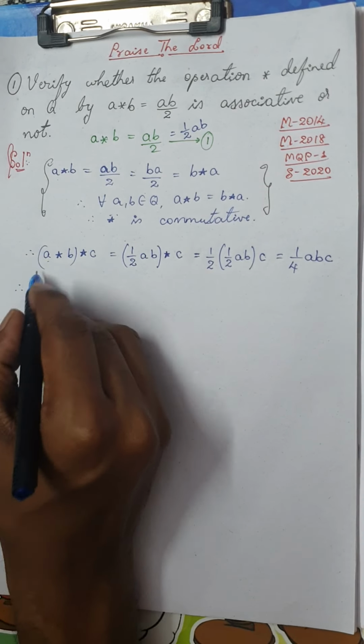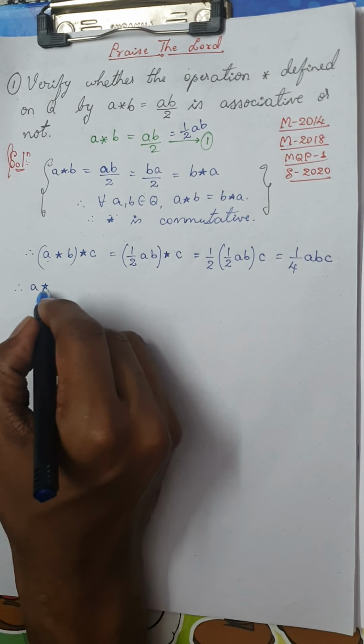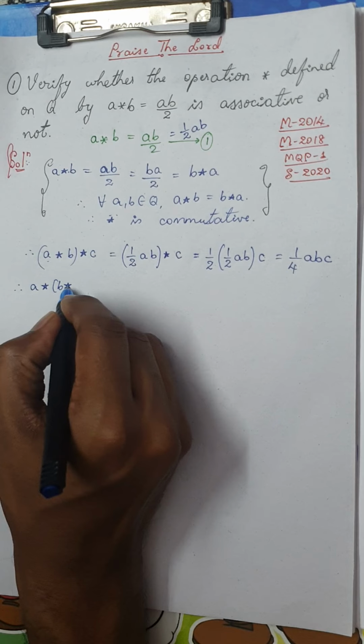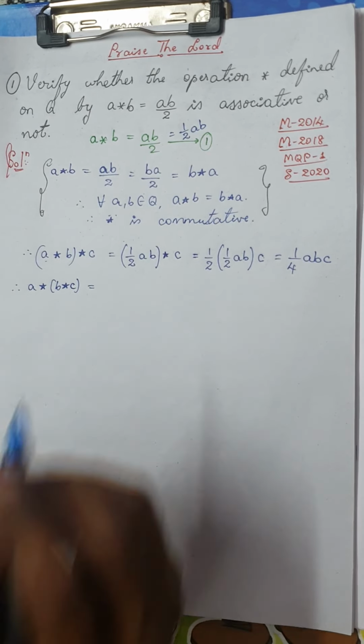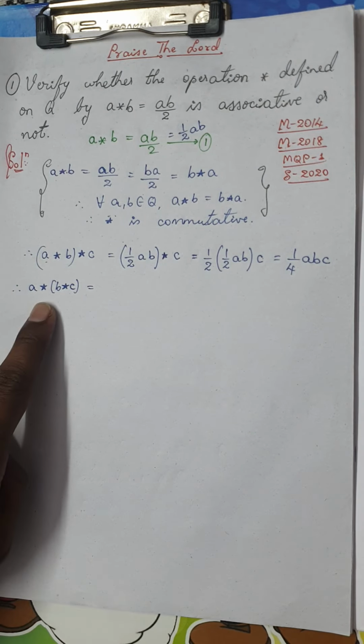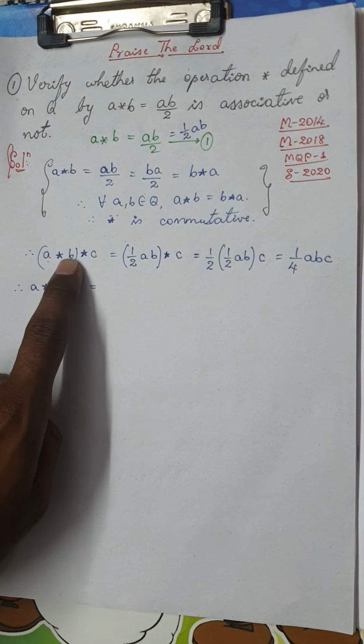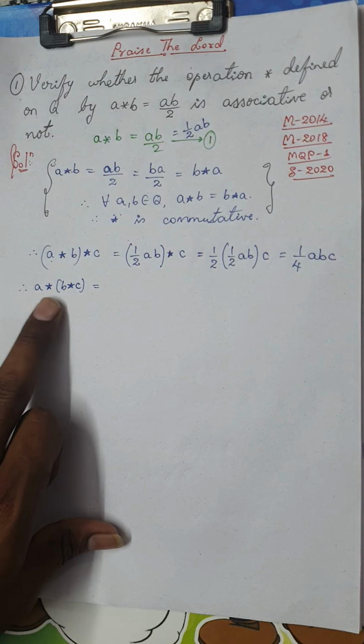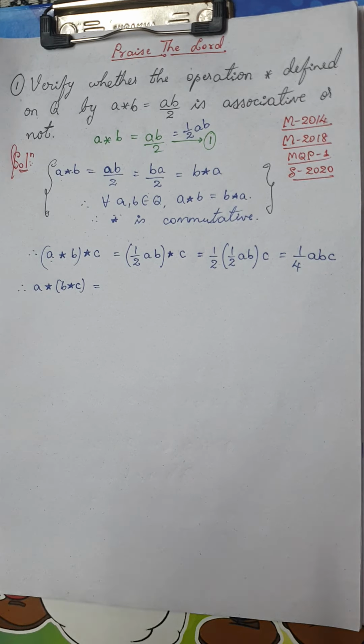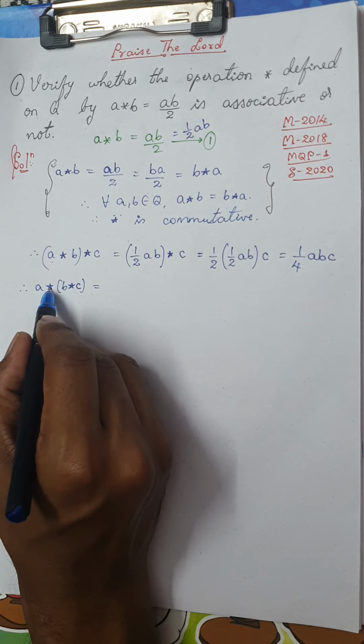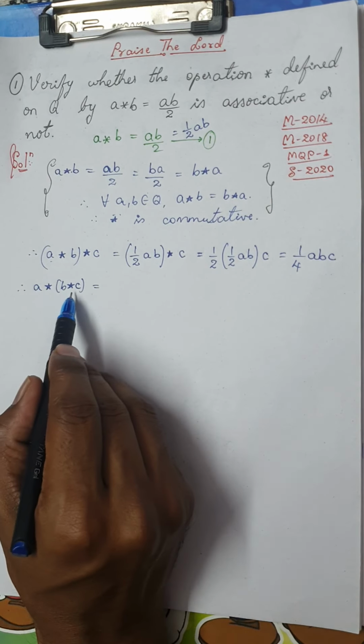Similarly, again, let me consider A star of B star C. We know the property of associative. If you have to prove the property of associative, A star B star C should be the same as A star of B star C. Now let's continue. So this star is alone. Always solve whatever is inside the bracket first.